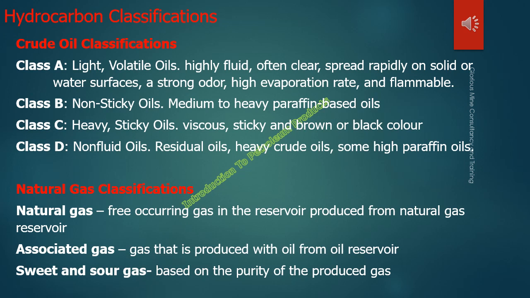There are also 2 types of natural gas classifications. Natural gas: this is a free occurring gas in the reservoir. It is produced from a natural gas reservoir. Associated gas: from the name, it is a gas produced in association with oil production from an oil reservoir. Gas can also be classified based on the purity of the gas. Sweet gas: this gas has high purity and so commands a higher price. Sour gas: this gas contains some impurity that needs to be removed, so it needs extra processing.